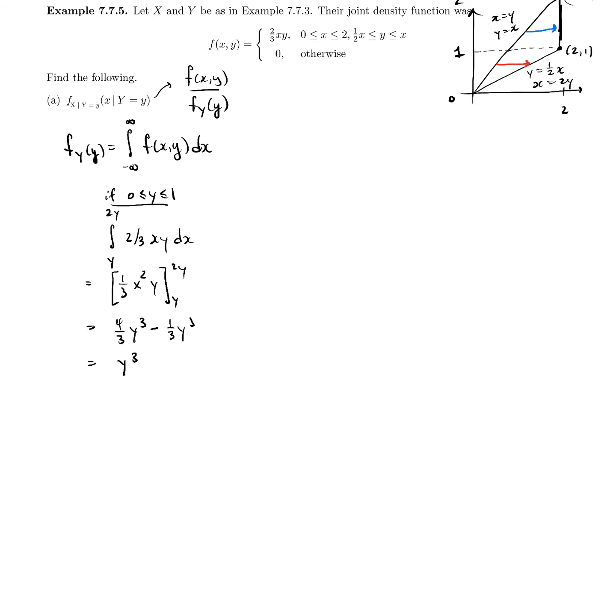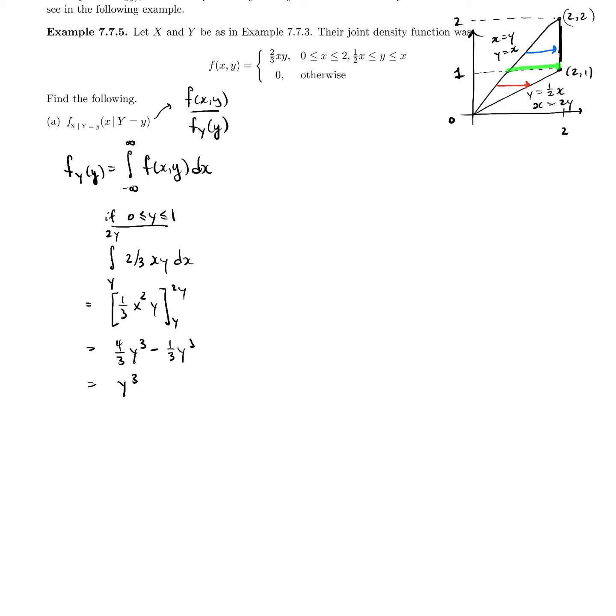Now, of course, that's only part of the support. We also need to look at what happens on this upper portion. So if 1 is less than or equal to y is less than or equal to 2, our integral for the marginal function becomes the integral from x = y to x = 2, so from y to 2 of this same 2/3 xy, the joint density function. So we have the same antiderivative, so 1/3 x squared y, but now the bounds are from y to 2, which means that we end up getting 4/3 y minus 1/3 y cubed.